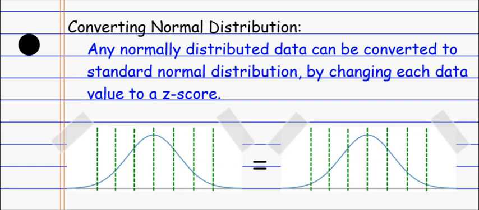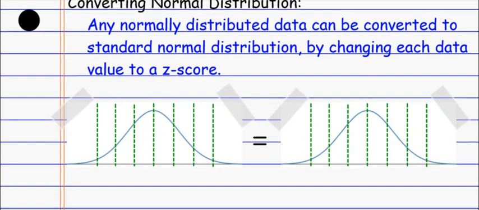We can take any normal distribution, so anything that's normally distributed, and we can convert it to the standard normal distribution just by changing everything to z-scores, okay? And so when we look at this, the thing that we started with is we had the mean in the center, and then we counted out by standard deviations. And those were the kind that we used our empirical rule for, but that's all we can do with those is use the empirical rule, okay?